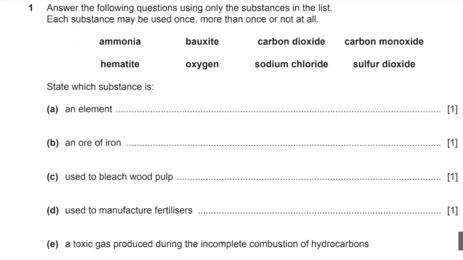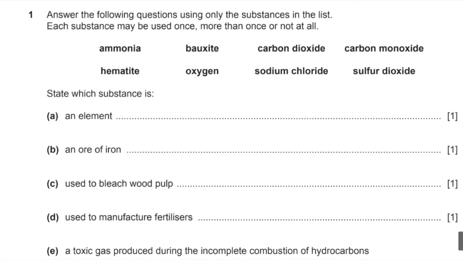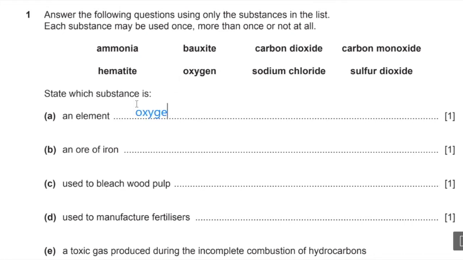Starting with question number 1, answer the following questions using only the substances in the list. Each substance may be used once, more than once, or not at all. State which substance is an element. So we have oxygen over here, and an ore of iron, which is hematite.